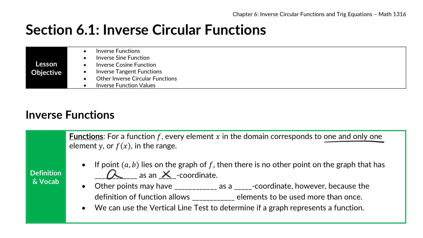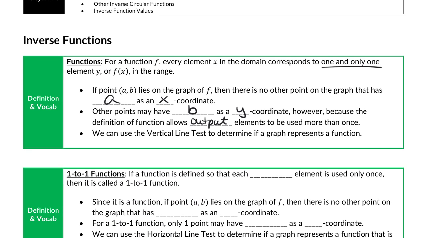However, the y's can repeat, so other points can have the same letter b as a y coordinate because the definition of a function allows output values to repeat, to be used more than once. Again, we have that vertical line test. This is all review for a second about what a function is.